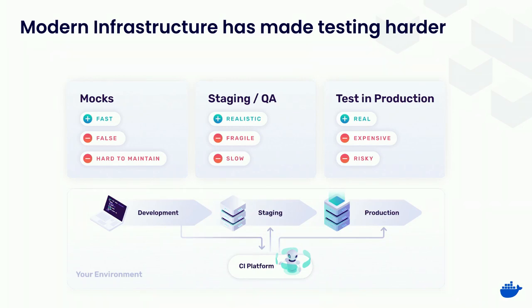Another alternative is having staging or QA environments where you have realistic dependencies. You can have a real Postgres there with tables and test data. But it's also fragile. If somebody runs tests against this database and breaks something, then another person will not be able to run their tests. Or you may have data conflicts when one set of tests overrides another.